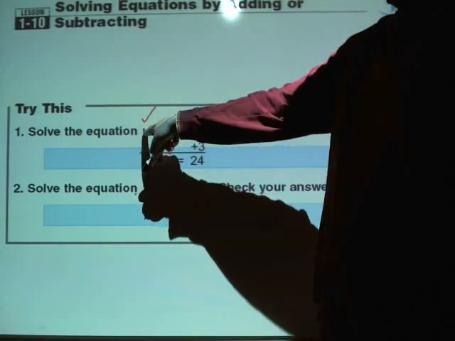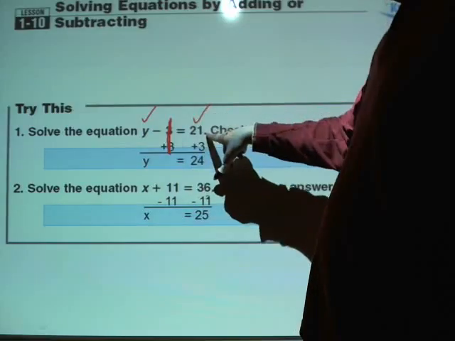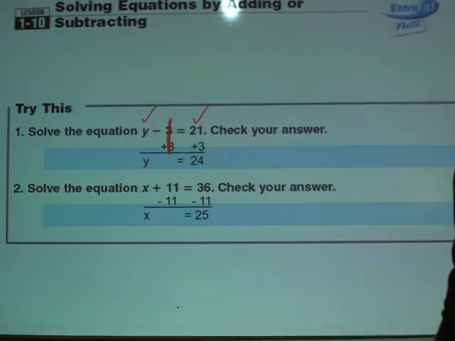Does this make sense? Well, 24 minus 3 is 21. This side would equal 21. This side would equal 21. The equations are in balance, so my answer makes sense.